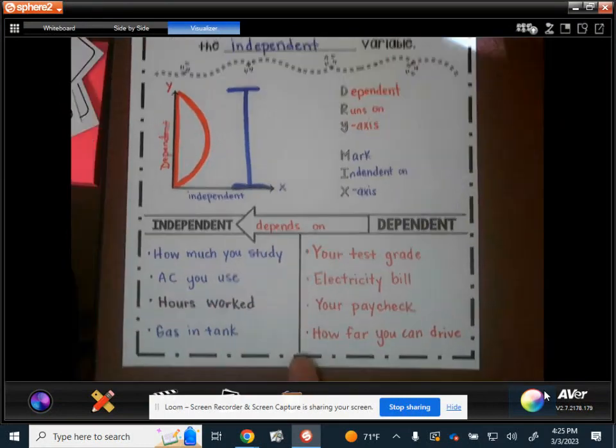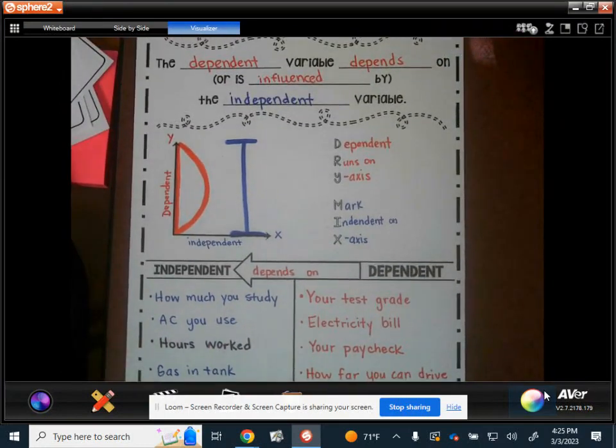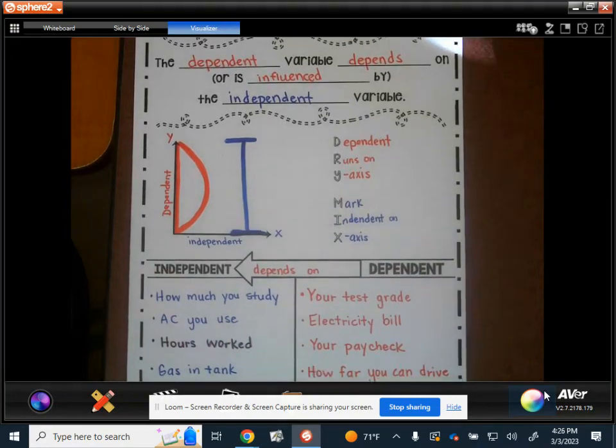So those are some situations that would be considered independent and dependent variables. And just remember, the big thing for this is dependent is on the y-axis, independent is on the x-axis. Okay, hope that helps.